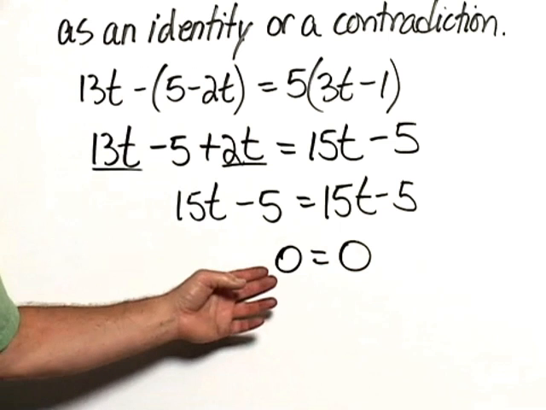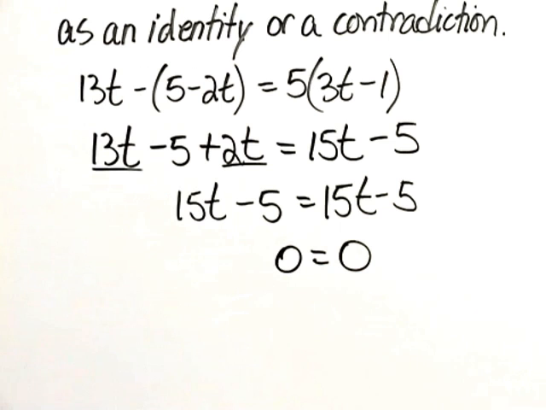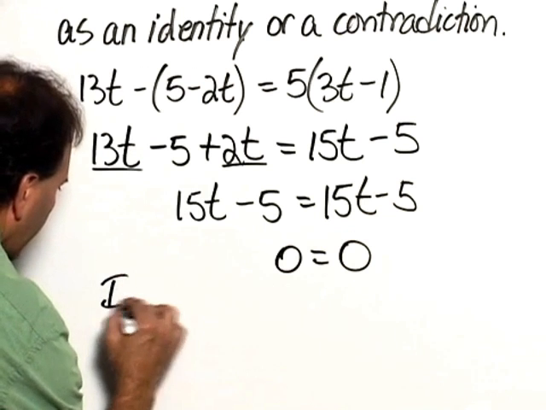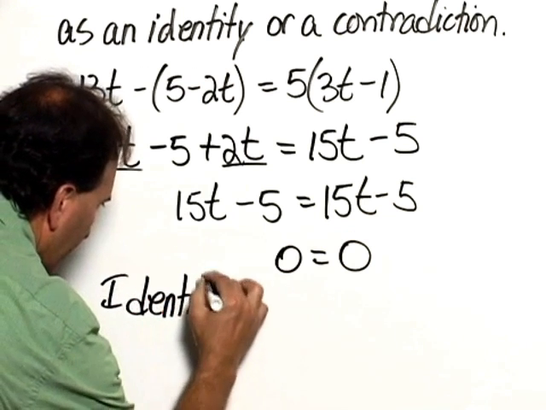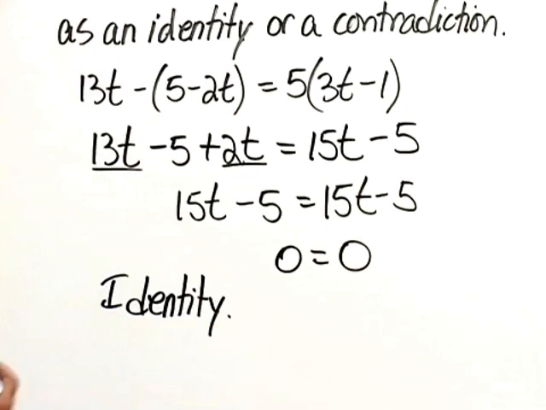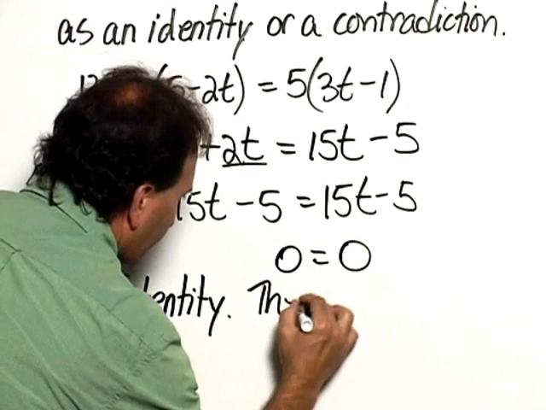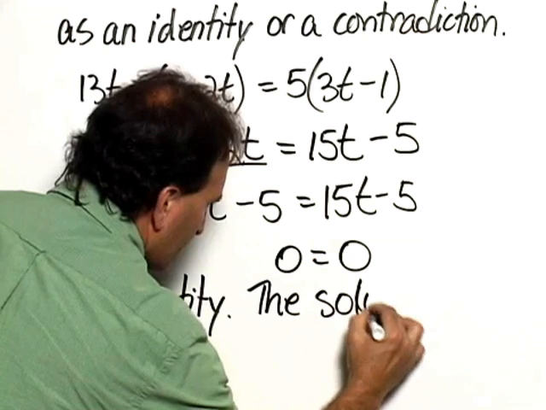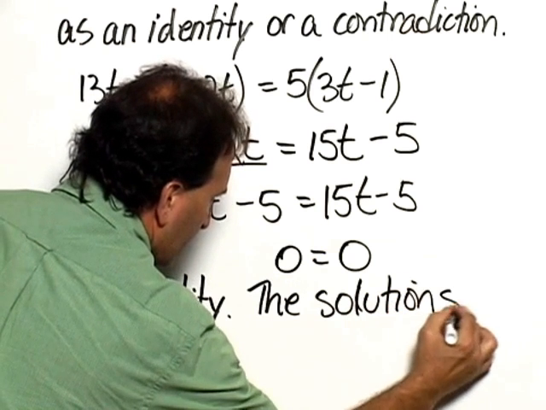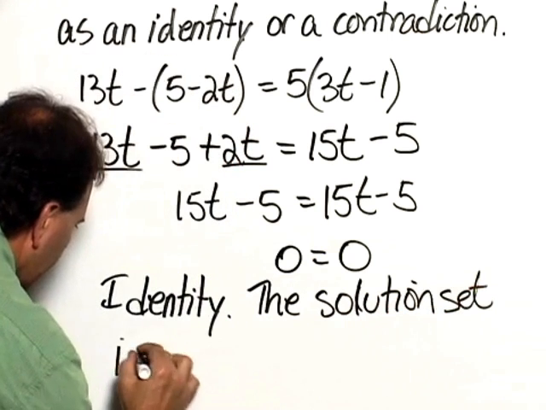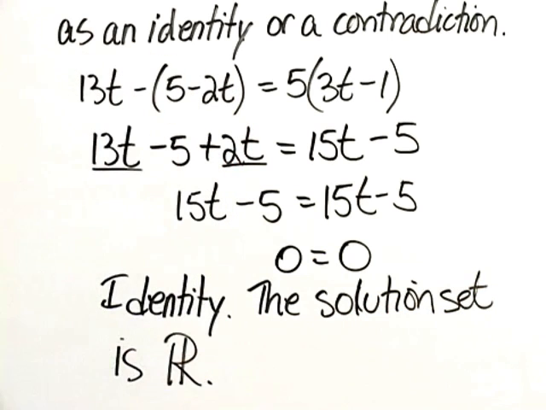0 equals 0 is a true statement. That means we have an identity. That means all values of t will make a true statement. This is called an identity. And that means the solution set is the set of all real numbers.